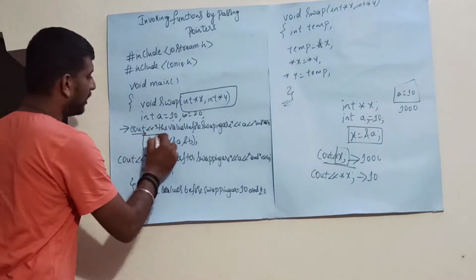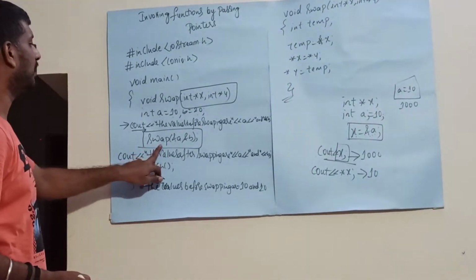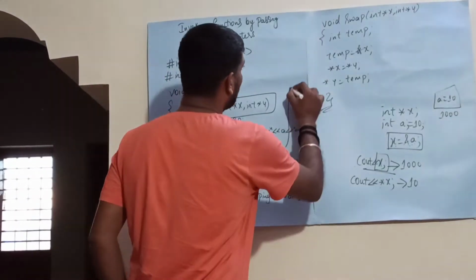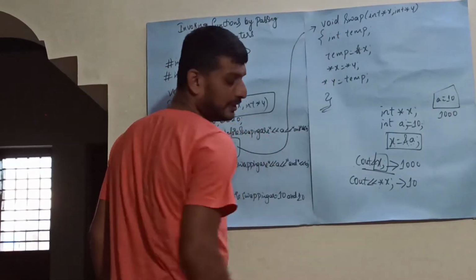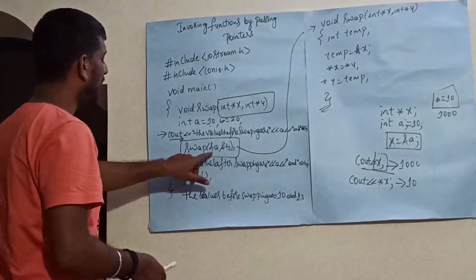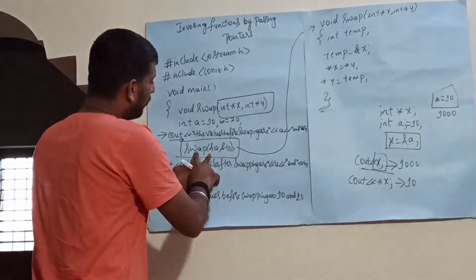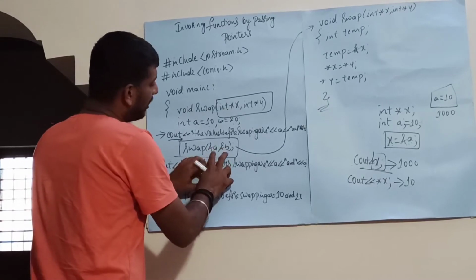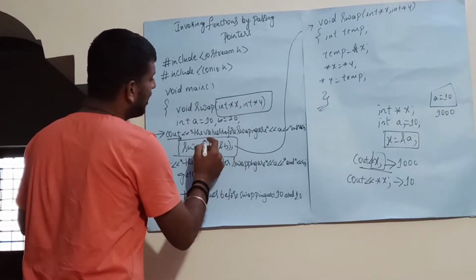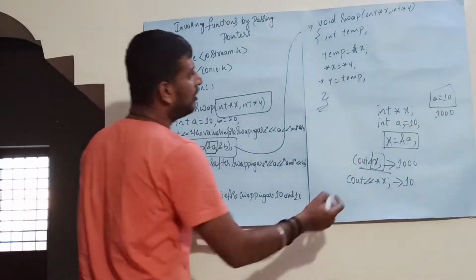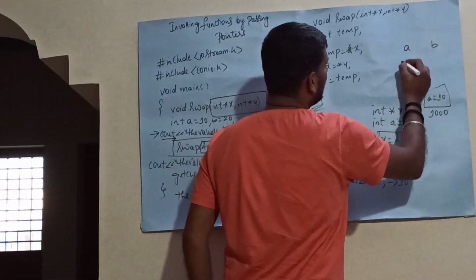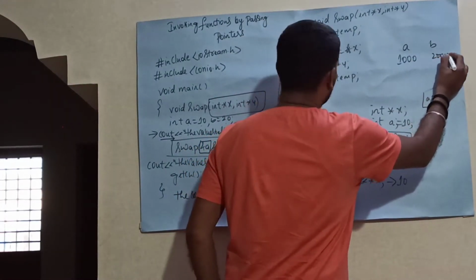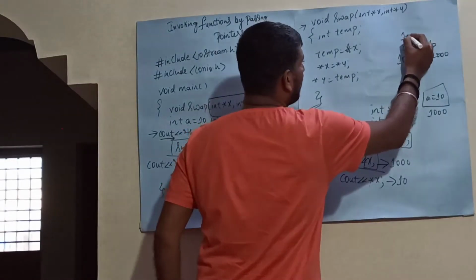After that, I am calling the function swap of ampersand a, comma, ampersand b. The control gets transferred to the function definition. For the function call, I am passing two arguments. Instead of passing the values, I am passing the address of the variables. We have two variables, a and b. Let us consider the address of a is 1000 and the address of b is 2000. The value of a is 10 and the value of b is 20.